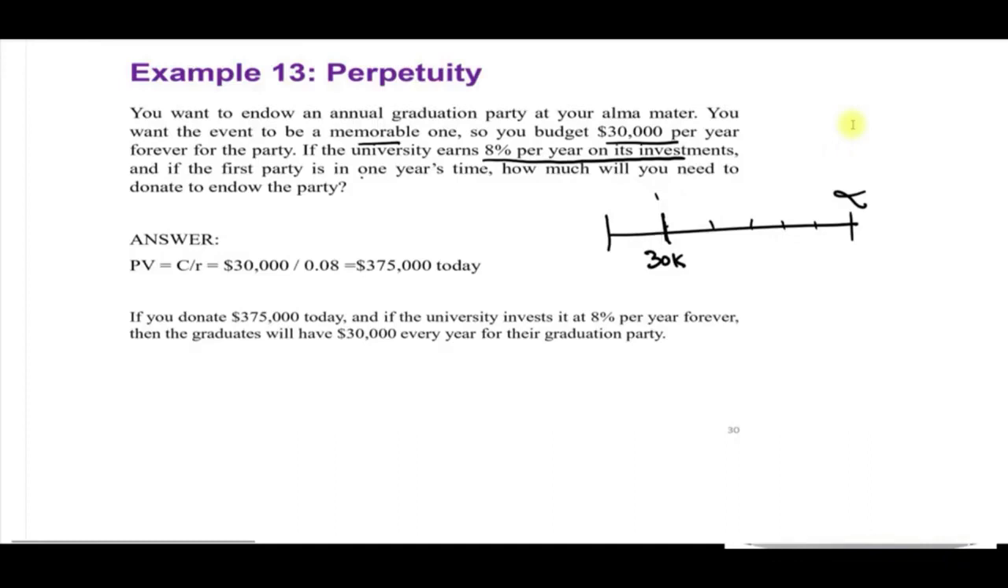That's a very simple case. PV is equal to C divided by R. So it means we must endow 3,75,000 today. We need to donate this much today, so that every year we have 30,000 forever.